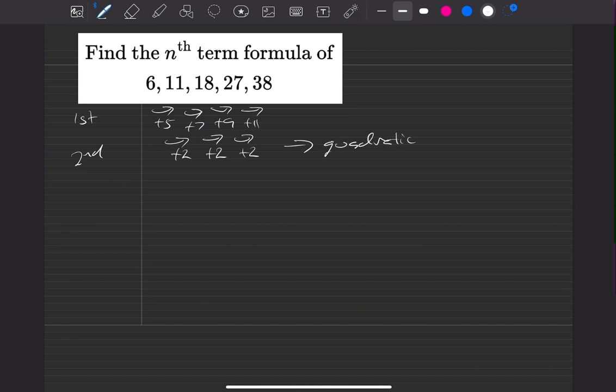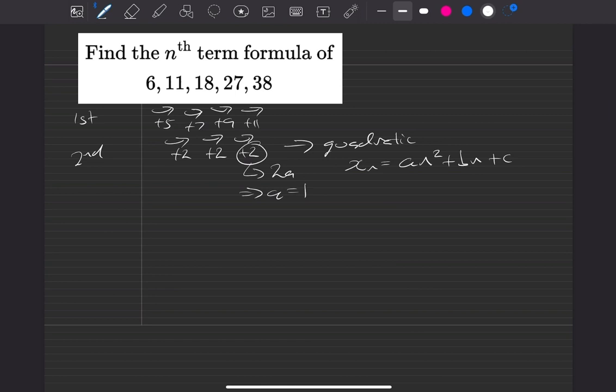So the nth term formula will look something like a quadratic: an squared plus bn plus c. And actually, this plus 2 is 2 lots of a. So this tells us that a is going to be 1. Lovely jubbly. The next thing to do then is to build this little table.